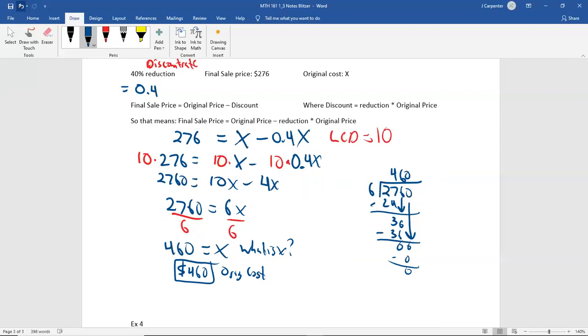When you get your answers, ask if they make sense. If you got an answer that was $4,000 here, that wouldn't make sense. How did you go from a $4,000 camera to only paying $276? That sounds like you got a 95% discount.